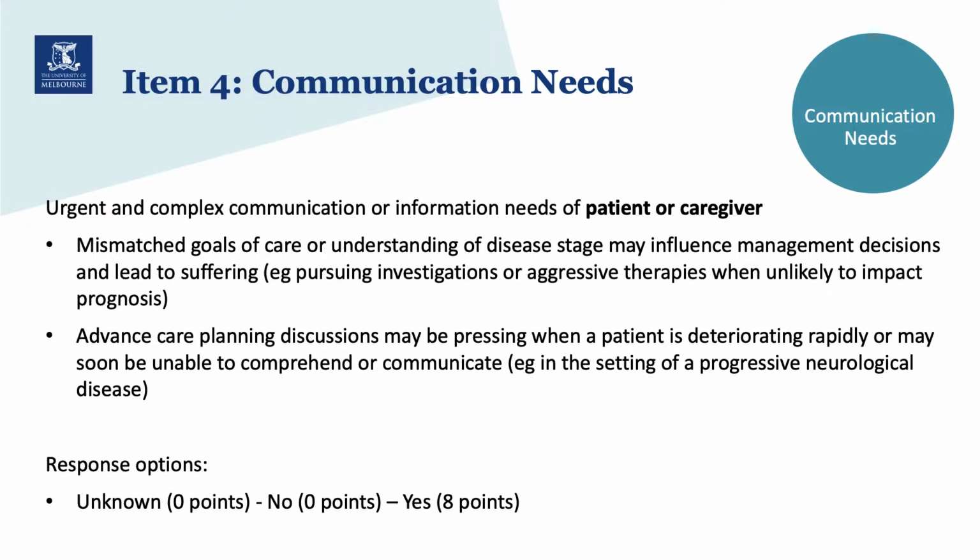So for example, pursuing investigations or aggressive therapies when that's unlikely to impact their prognosis. That might be a situation where you really need some urgent, sophisticated input around talking about their goals of care or their disease stage to help them with that decision making. Also, advance care planning discussions may be pressing when a patient is deteriorating rapidly and/or may soon be unable to comprehend or communicate, for example, in the setting of a progressive neurological disease. So that can become quite pressing. The response options there are unknown, no, and yes.